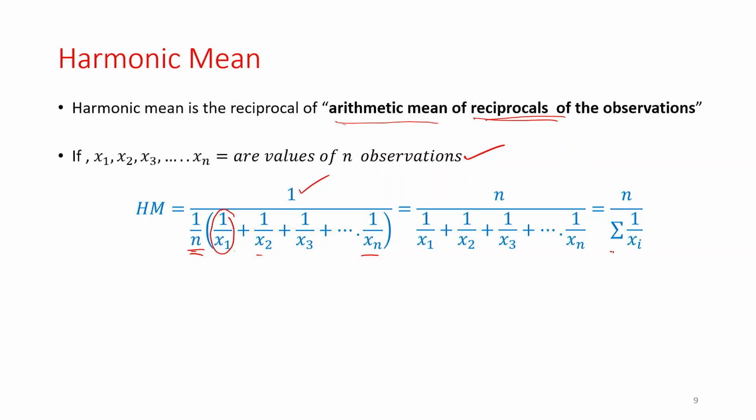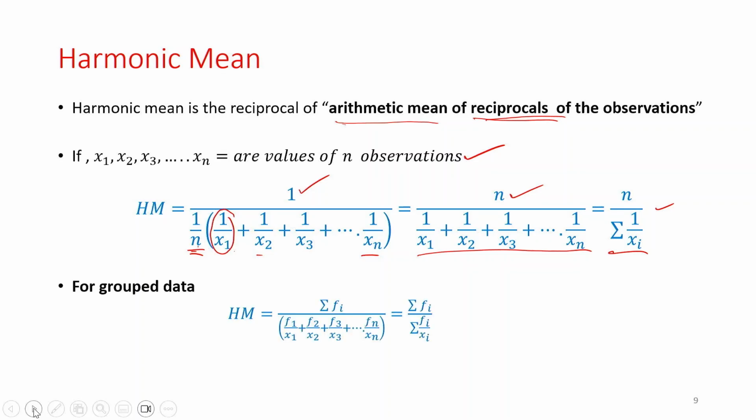This is how we calculate the harmonic mean, and if we try to simplify, we take n in the numerator, so n goes there. It is the sum of the reciprocals of the observations x1, x2, x3 up to xn, and we write it like this: small n by sigma 1 upon xi.